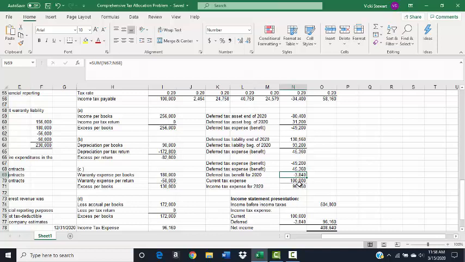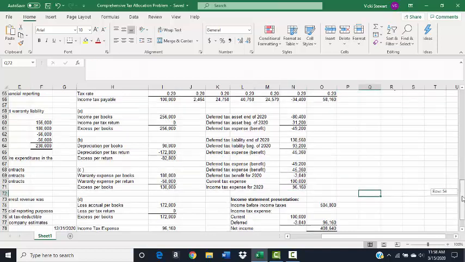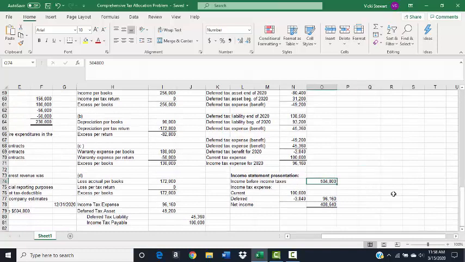So when we're calculating our income tax expense for this year, we take income tax payable right off the tax return like we always do. And then we're going to actually subtract that deferred tax benefit, and income tax expense for 2020 is going to be $96,160. Now for the income statement, we start out with financial income before income taxes, which we were given. We show the current amount that we owe on our tax return, which is $100,000. We subtract from that the deferred tax benefit, and we get our income tax expense overall of $96,160.